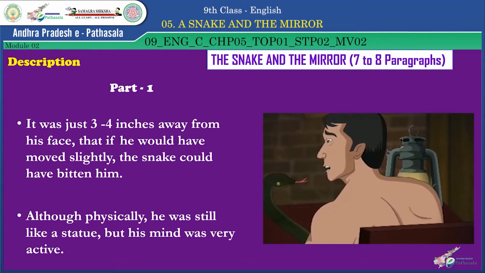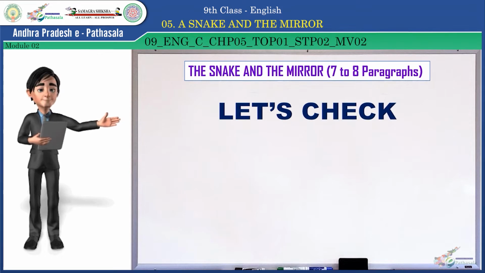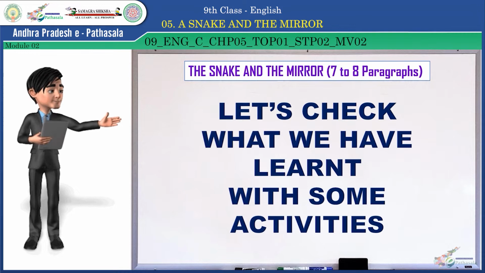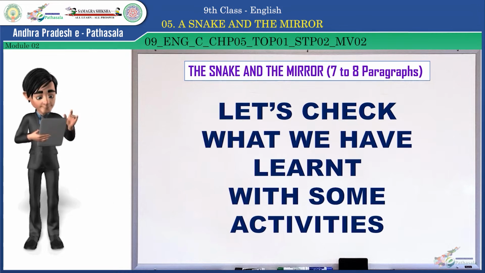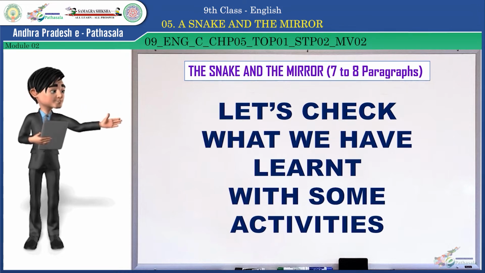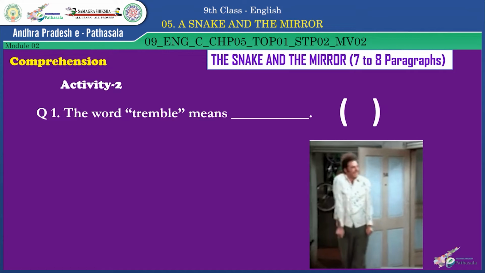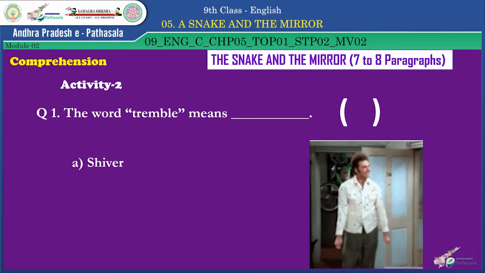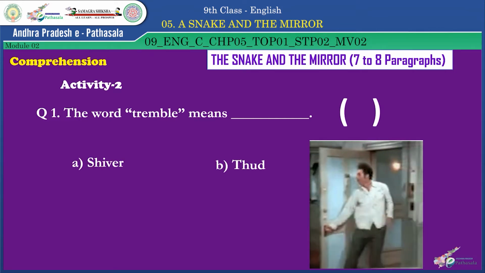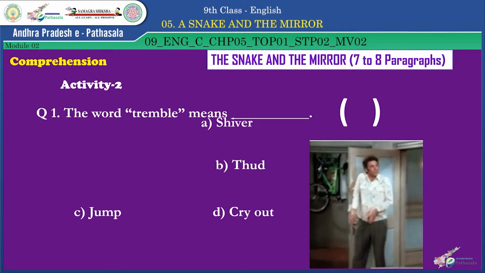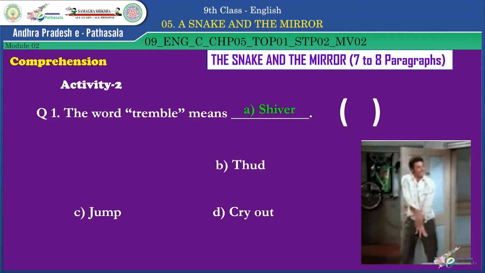My dear students, now let's check what we have learnt with some very interesting activities. Are you ready? Yeah, let's enjoy these activities now. Come on, children. Question number 1. The word tremble means dash. The options are A. Shiver, B. Thud, C. Jump, D. Cry out. Yeah, my dear children, A. Shiver is the right answer.